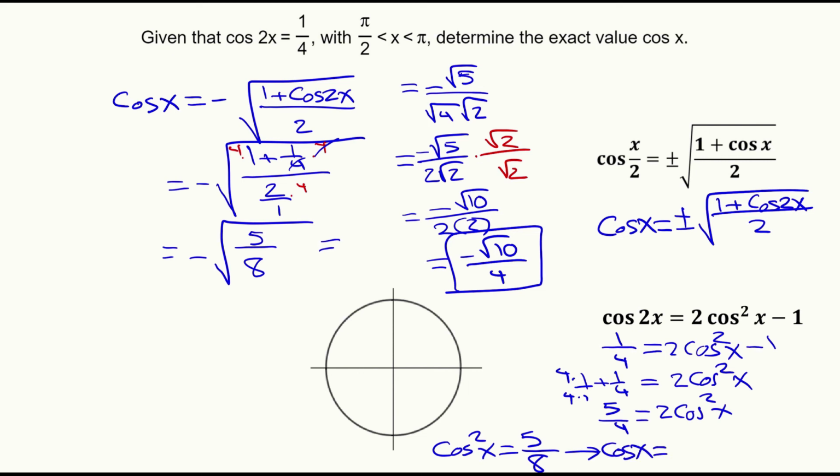So cosine of x, here we're going to apply the square root property, which means we need to know which quadrant x is in, but we know that. We know that x lives in here between pi over 2 and pi, so we know it's going to be negative. So we get negative square root of 5 over 8. And of course, we've done the rest of it here. So see the rest, and you'll end up with the same thing. So we get negative square root of 10 over 4.